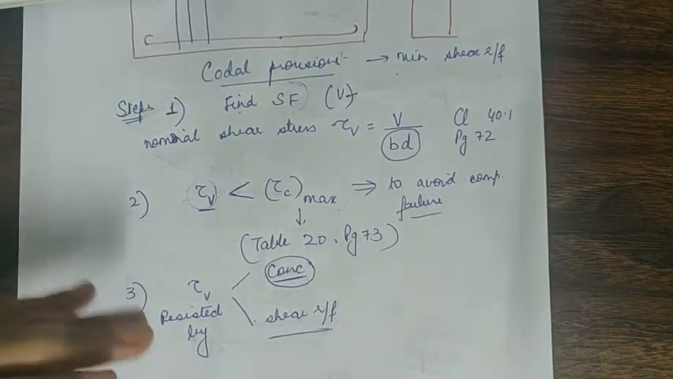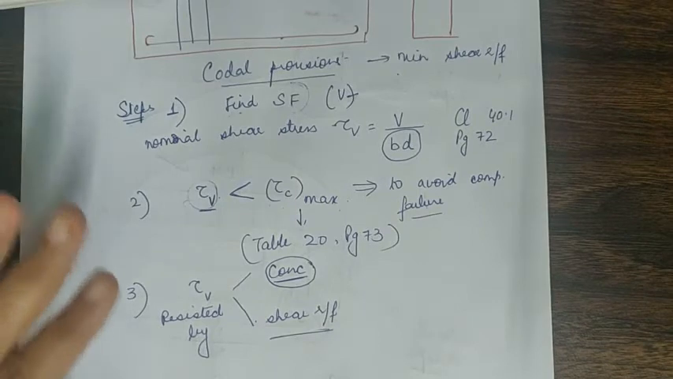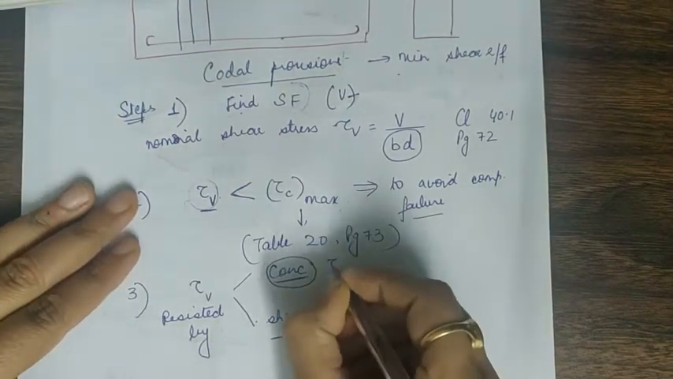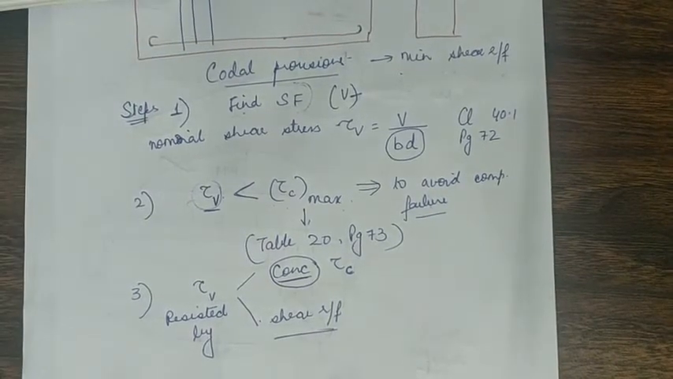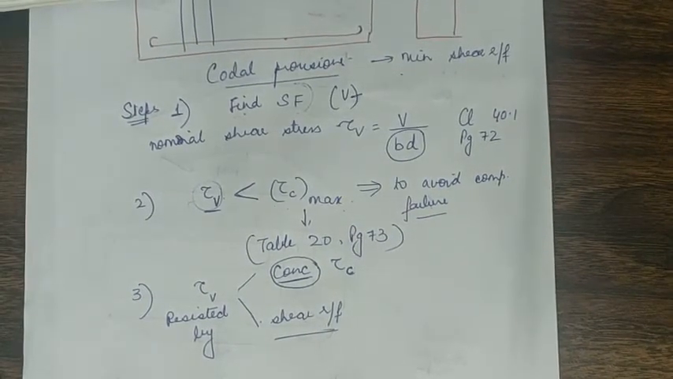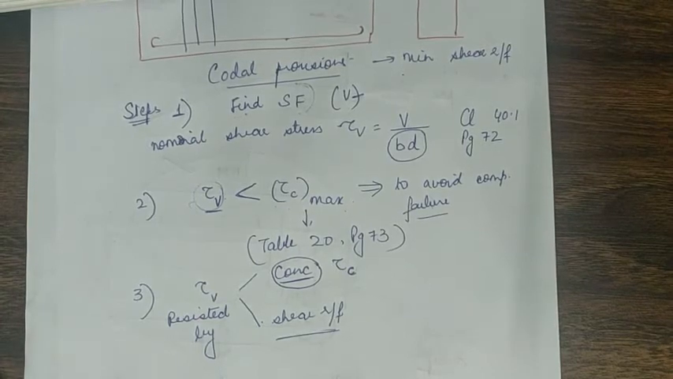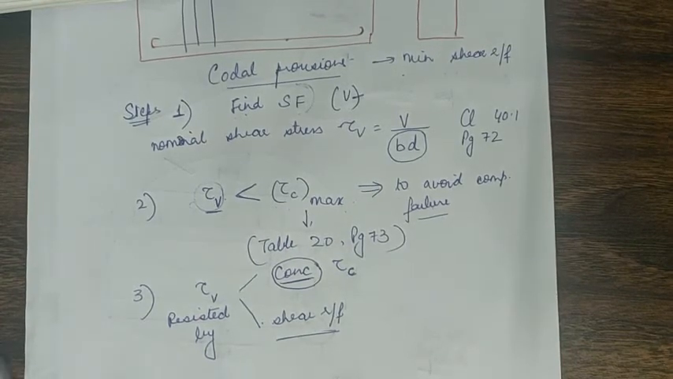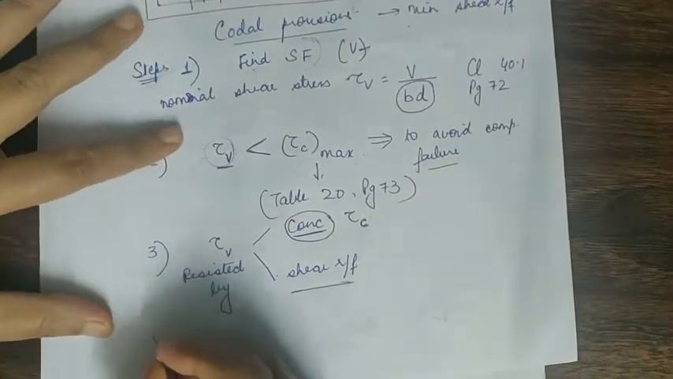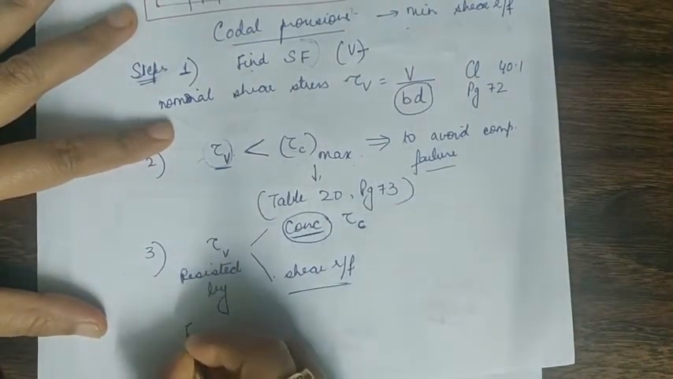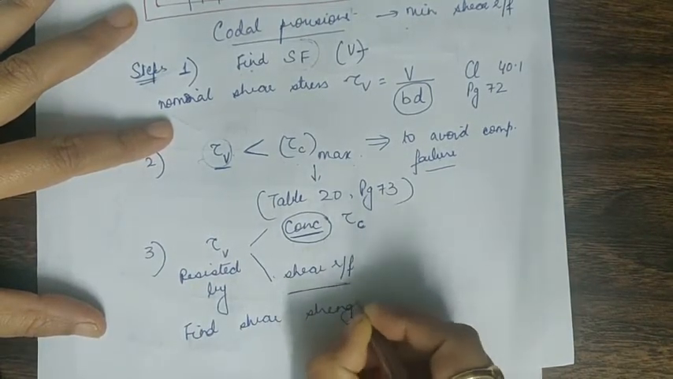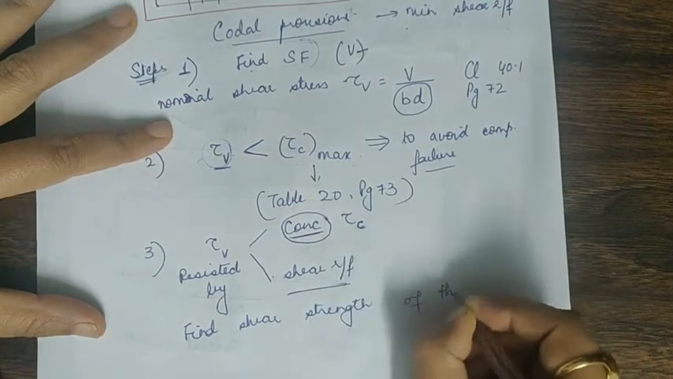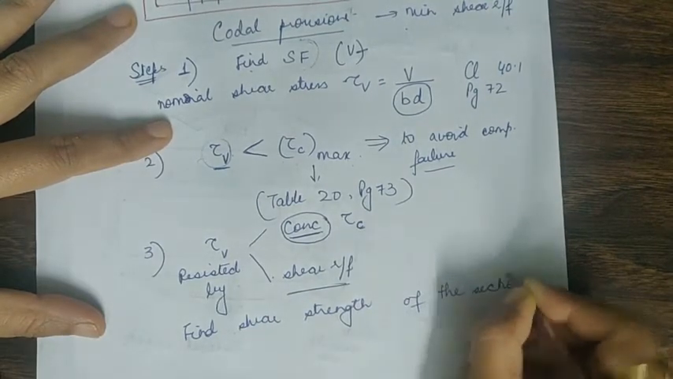So first of all we will find out how much is the resistance that is provided by concrete or the longitudinal reinforcement by the basic section. So that shear resistance is called tau C. So we will find out the shear capacity of the original section. Okay. So we are finding out shear strength of the section. So third step is find shear strength of the section, that is without the shear reinforcement.